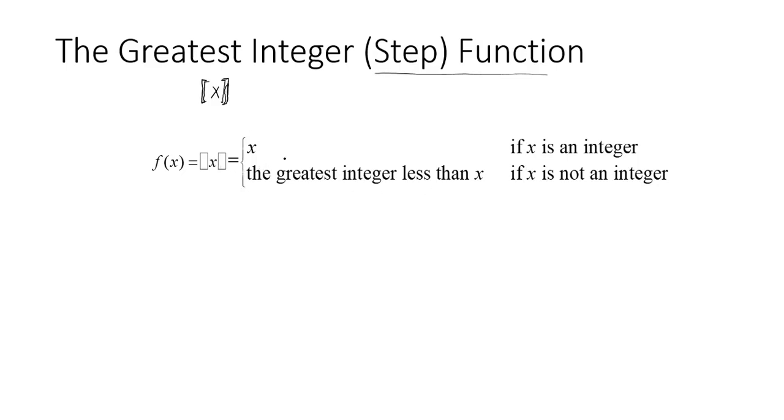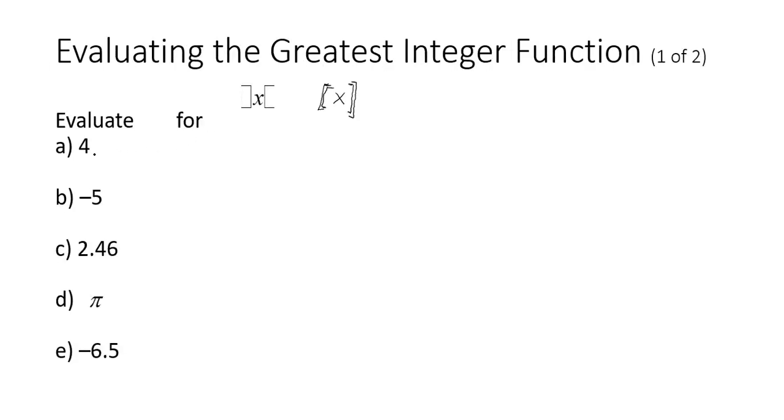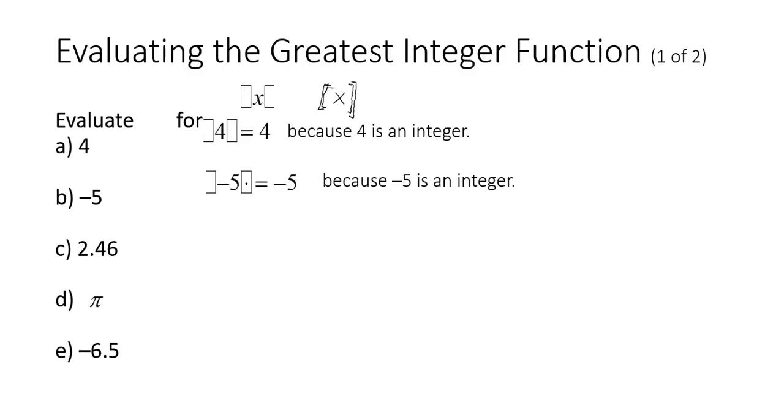Okay, let's take a look at some examples. Once again, this box means this symbol here from here on. So in this case, if you want to find the value of the step function of 4, this 4 is already an integer, so the value would be equal to 4. -5, that's an integer, so the value would be equal to -5.